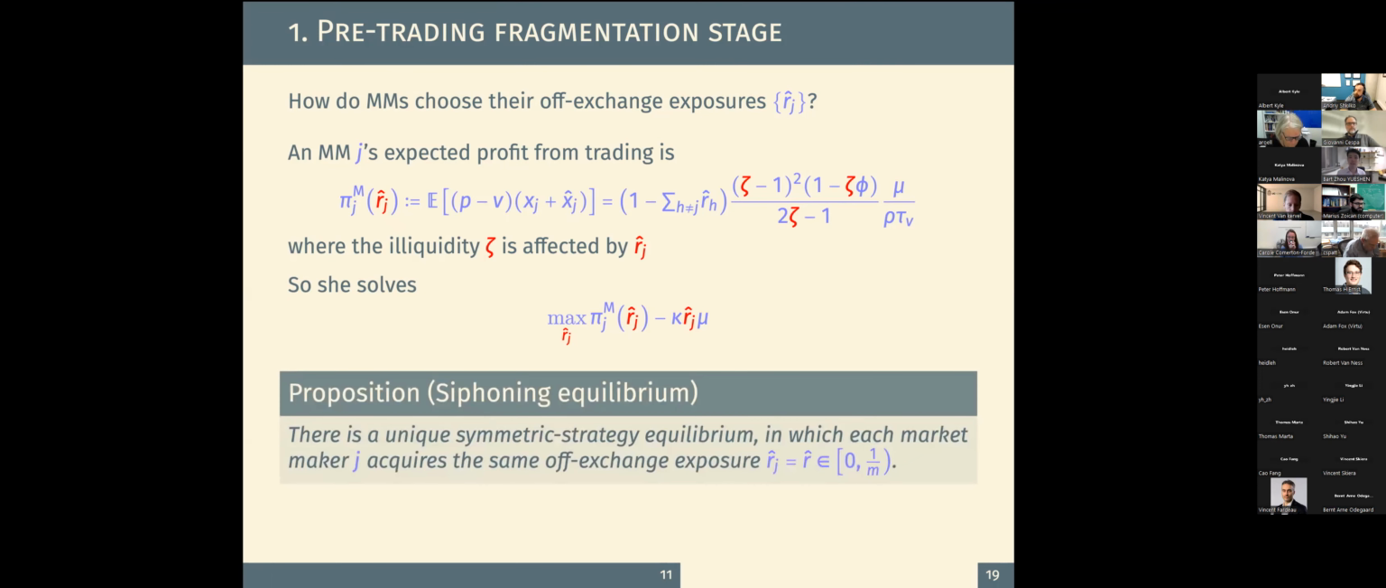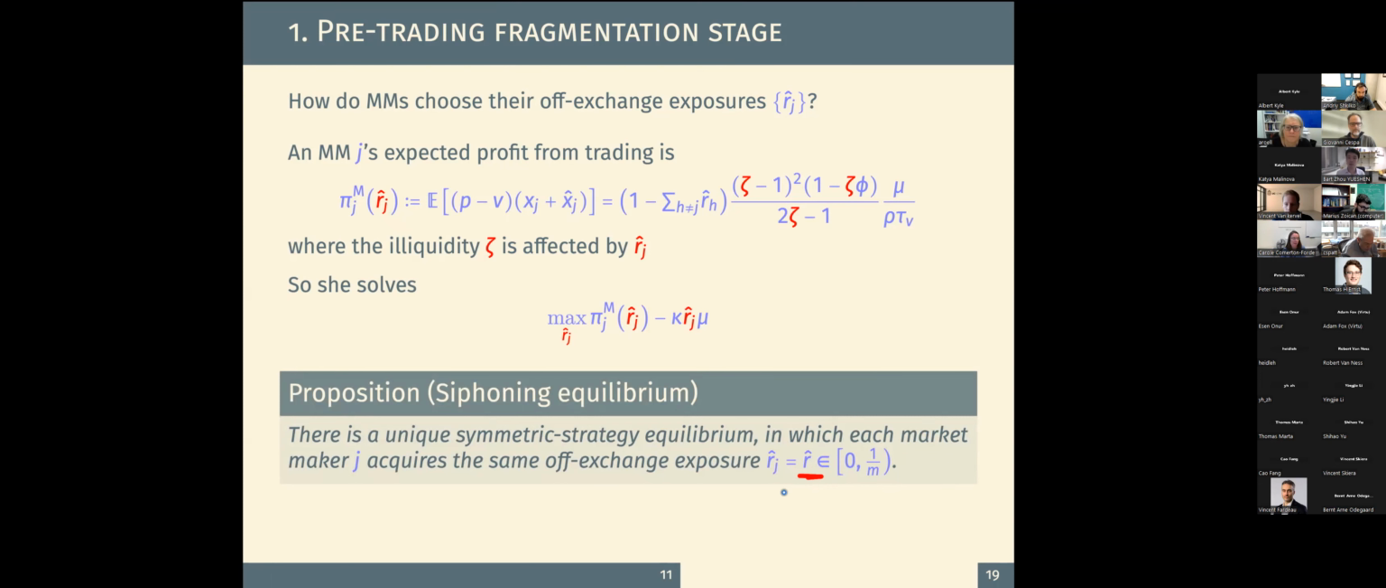And basically we show that there exists a unique symmetric strategy equilibrium in which the market makers all acquire the same amount, R hat. Now, coming back to what Peter just said, we haven't really done the asymmetric equilibrium, which we do believe exists.